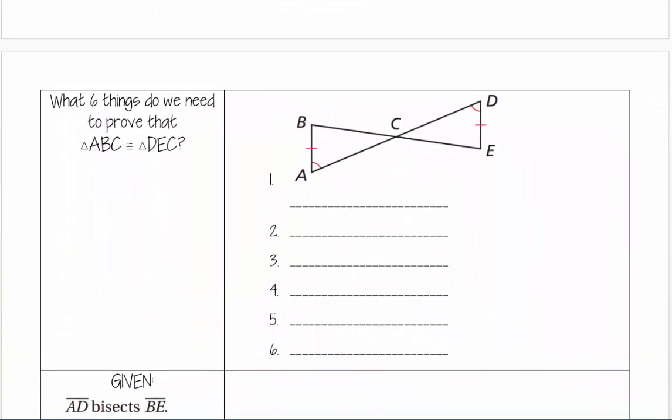So, we got another one. What six things do we need to prove that triangle ABC is congruent to triangle DEC? So make our list again. Remember, all three corresponding sides and all three corresponding angles need to be the same. So let's do angles first. If we look back to our congruent statement, angle A and D need to be the same. Angle B and angle E need to be the same. We need angle C and angle C to be the same.